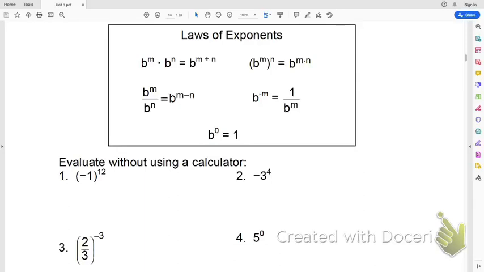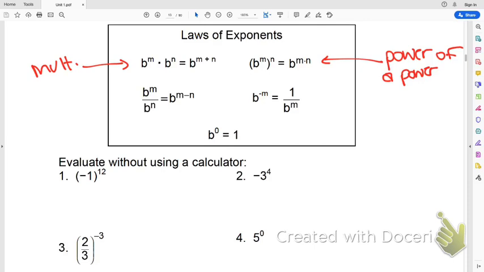So when we talk laws of exponents, we do have to talk about 5 different rules. The 2 that people tend to get confused are the top 2 that you see there. The difference between them: this is the law of exponents for multiplication, and this one they tend to call power of a power. That's a fancy term for saying something with an exponent that you're raising to another exponent. So just keep in mind the difference between the 2 of those.